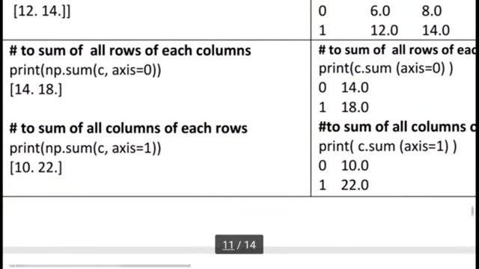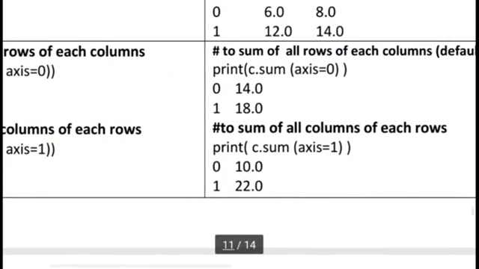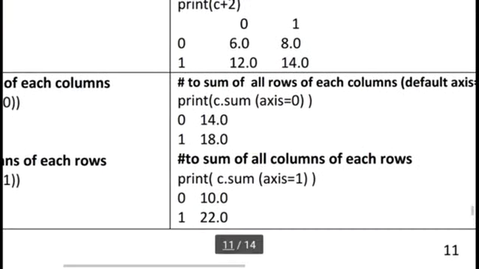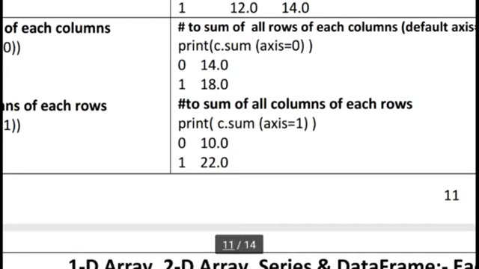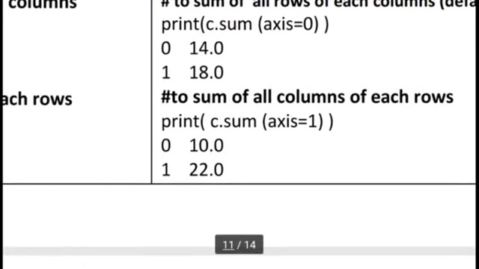In a data frame the concept is different. Here I am using C.sum instead of np.sum. So this is important. C.sum with axis=0 in brackets. By default axis is 0, so we need not write it, because it is always a column-wise total. But if you want a row-wise total, you always use C.sum(axis=1). axis=1 is important because this is not the default axis.